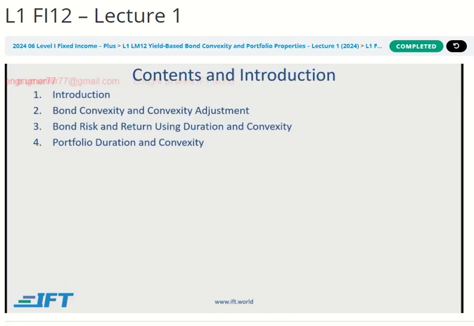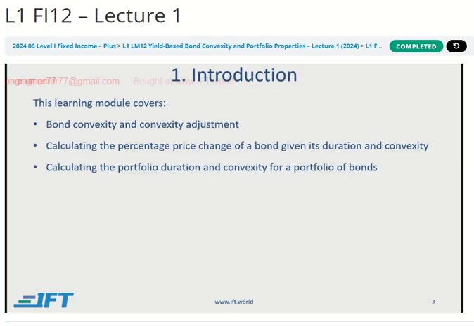properties. We're going to be looking at convexity of the bonds and how an adjustment is made for that. We will apply that to calculating the return of bonds and see how risk is related to its duration and convexity. And then finally, we'll be bringing it together with calculating the duration and convexity of a portfolio.